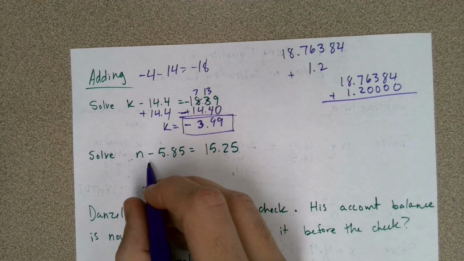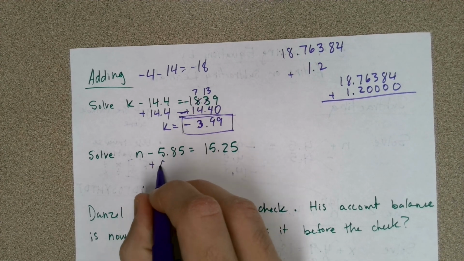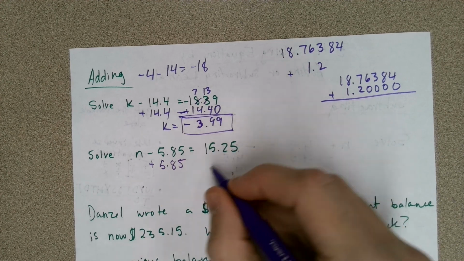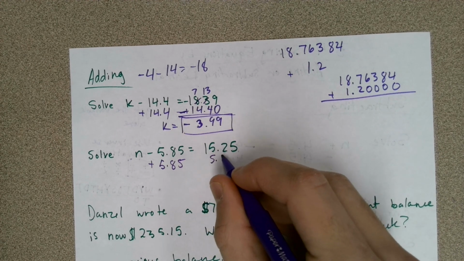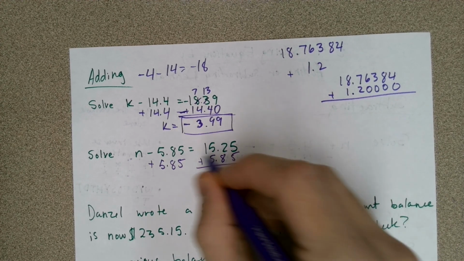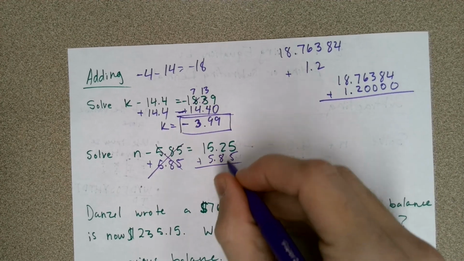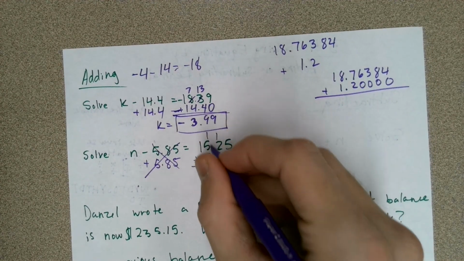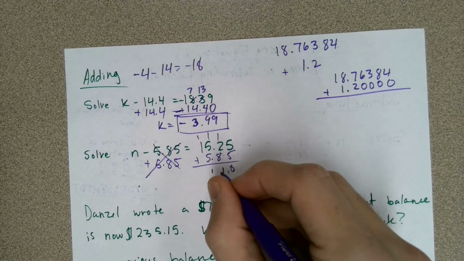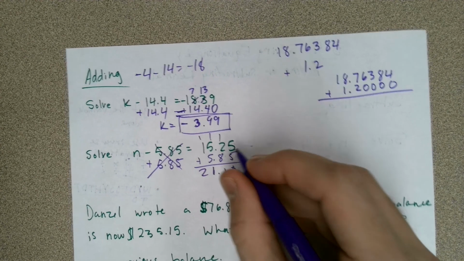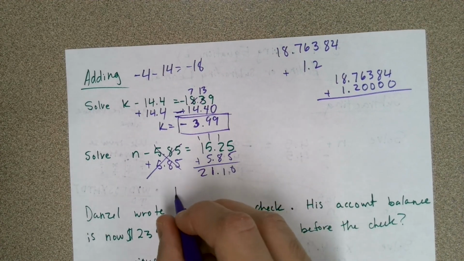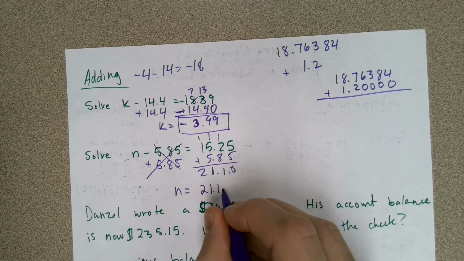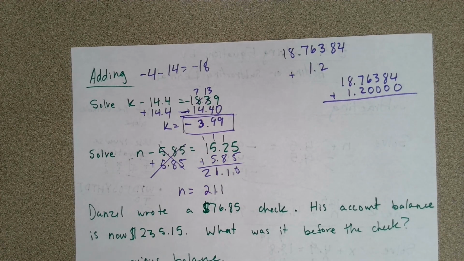Next one. N minus 5.85 equals 15.25. Get that variable by itself. To do that, we're going to use the inverse operation to cancel these out. Whatever we do to one side, we have to do to the other. These cancel out. 0, 1, 1, 1, 1, 1. 21.1. Double check that if we want to by plugging that in. Looks like it would work out.